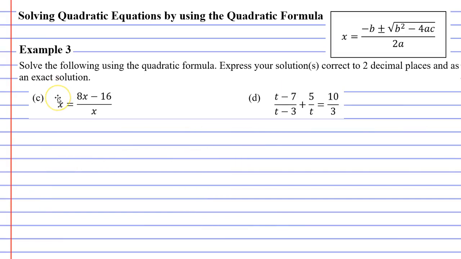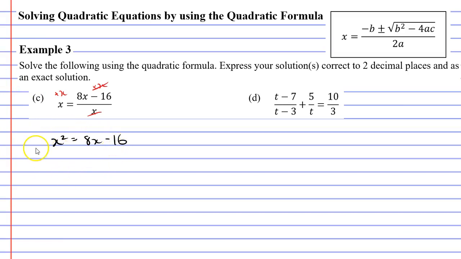You'll notice at the moment it doesn't look like a quadratic, but as I've mentioned many times, as soon as you see a fraction, let's do something to get rid of the fraction. We're going to times both terms by x. That's going to cancel the x below, leaving us with 8x minus 16 on the right hand side, and x times x will give us x squared. Now it's starting to look like a quadratic equation.